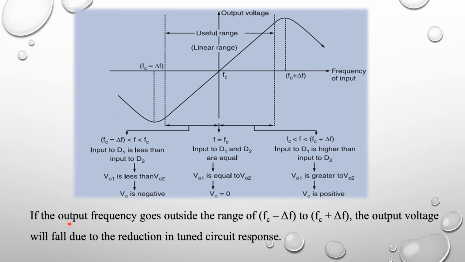If the input frequency goes outside the range of Fc minus delta F to Fc plus delta F, the output voltage will fall due to the reduction in the tuning circuit response. So Fc minus delta F to Fc plus delta F is the useful range. Out of this range, the output voltage will fall due to the reduction in the tuning circuit response.